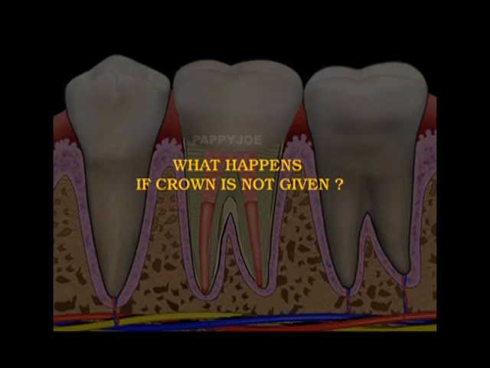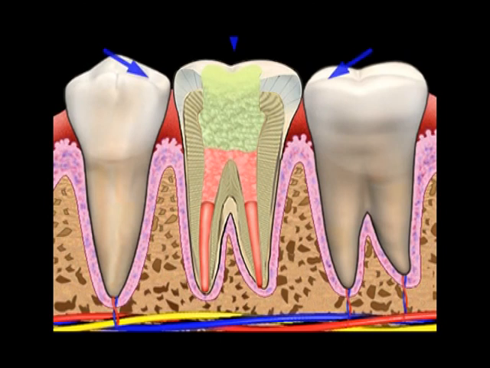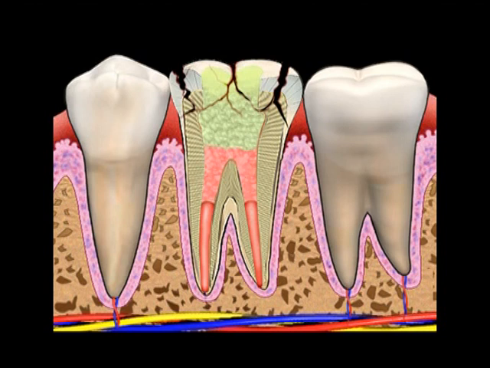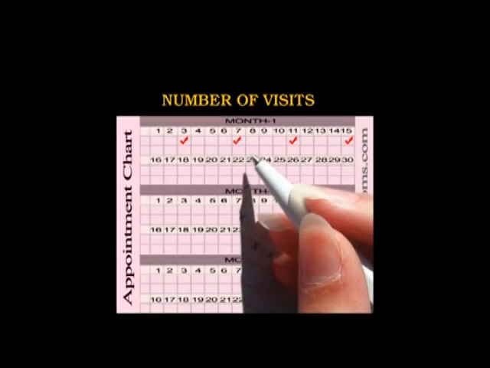What happens if crown is not given on a tooth which has undergone root canal treatment? If crown is not given on a tooth in which root canal treatment is carried out, it may result in fracture of the tooth due to heavy masticatory or chewing forces. So, it is a must to give the tooth a crown to establish the original form and function. Number of visits. Usually, it takes about 3 sittings to complete root canal treatment.